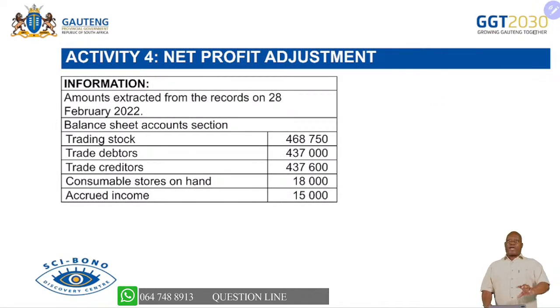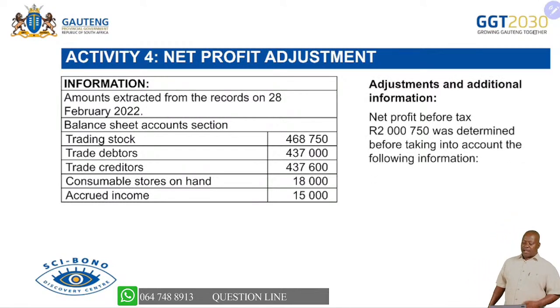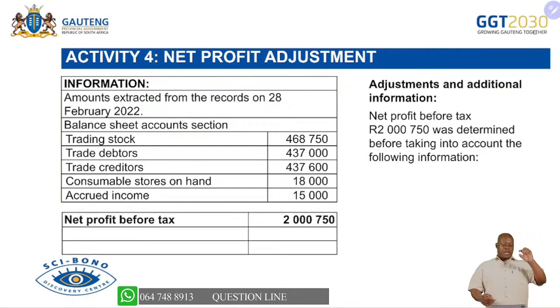Now, these were some of the balances that were given, but now we need some additional information to be in a position to deal with what we have. It says the net profit before tax is 2,750,750 rands, which was determined before taking into account the following information. So this is our starting point. Net profit before tax, it's given. That's the net profit that has been calculated before the following adjustments. So what we are now going to do is to just adjust as required and see how it works out.